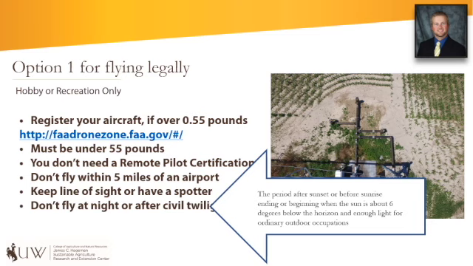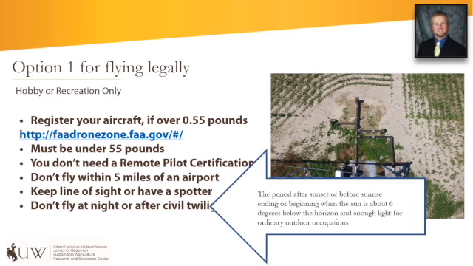For this option, you do not have a remote certification, but you must know some of the basics of drone operation. As we just discussed, don't fly within 5 miles of an airport. You must also keep line of sight or have a spotter, so you have your eyes on that drone at all times. You must also not fly at night or after civil twilight. And civil twilight, don't worry, I had to look it up too.